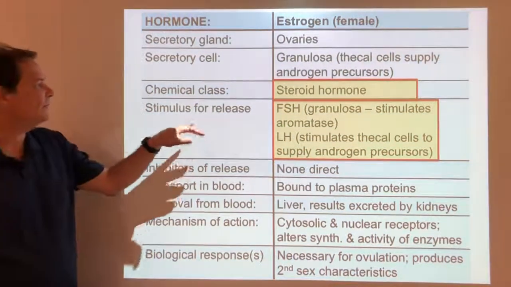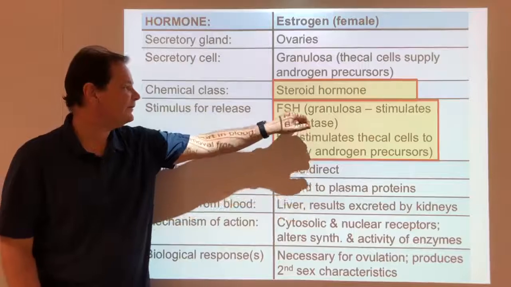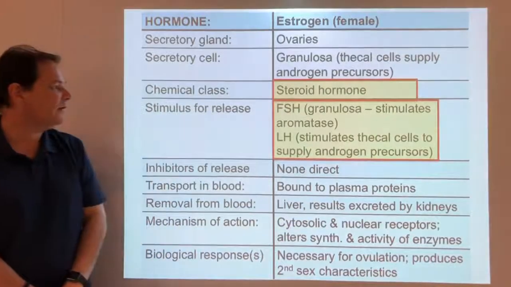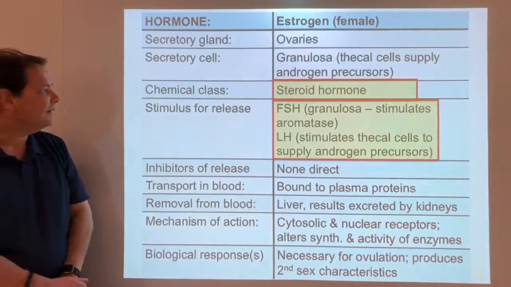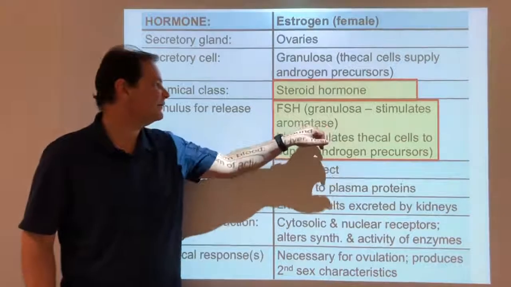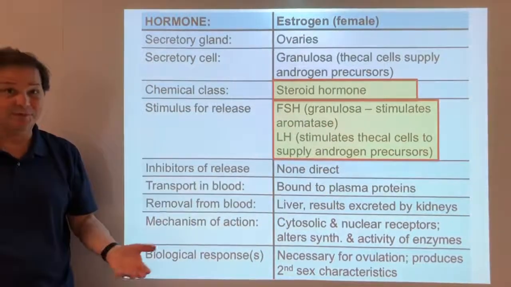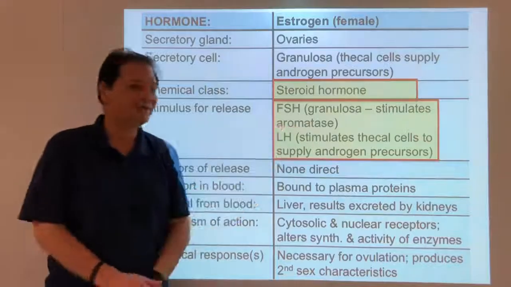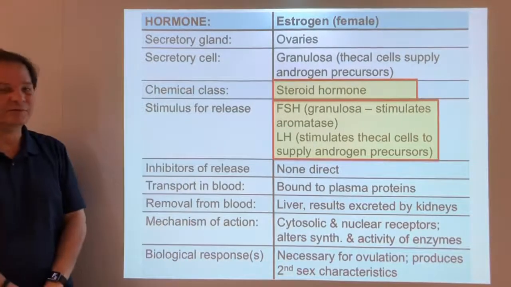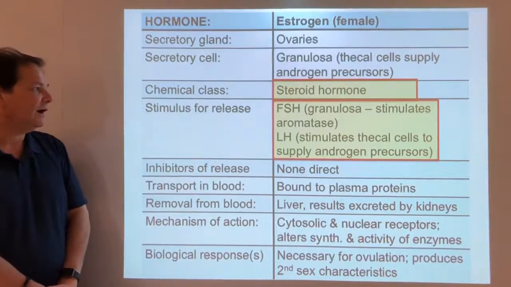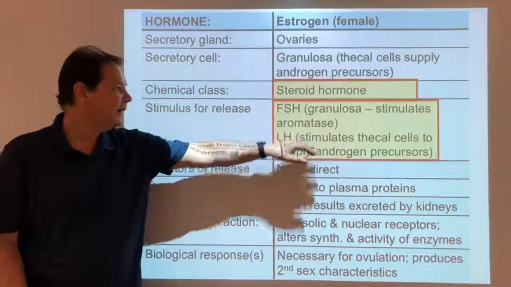It is stimulated, the release is stimulated by FSH, follicle stimulating hormone, and FSH stimulates aromatase, which mediates the conversion from testosterone to estrogen. So you increase the activity of that enzyme and you get more estrogen.